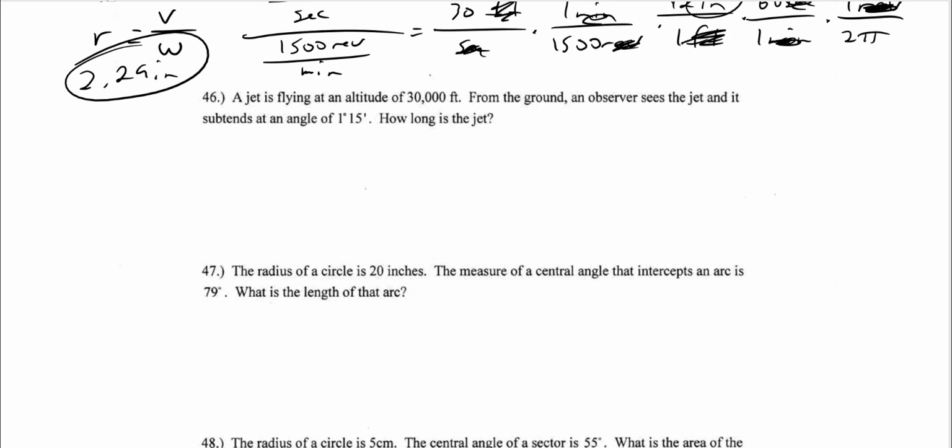46. Hey, my favorite number. It's my birthday. Okay. A jet is flying at an altitude of 30,000 feet from the ground. Observer sees it. So this is a sub 10 problem. Remember, using S equals R theta. Okay? And it asks you how long the jet is.